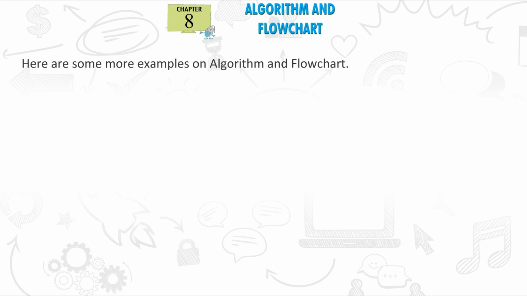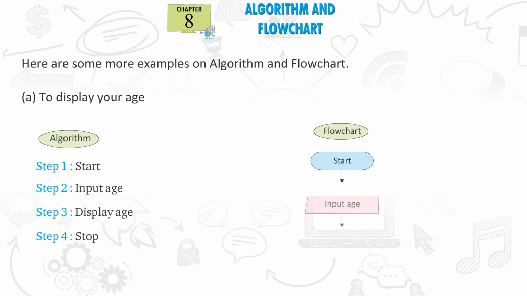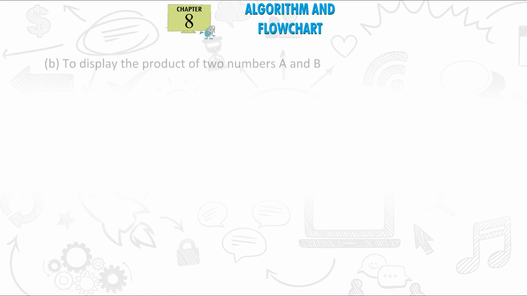Here are some more examples on algorithm and flowchart. A. To display your age. Algorithm. Step 1. Start. Step 2. Input age. Step 3. Display age. Step 4. Stop. Flowchart. Start. Input age. Display age. Stop.